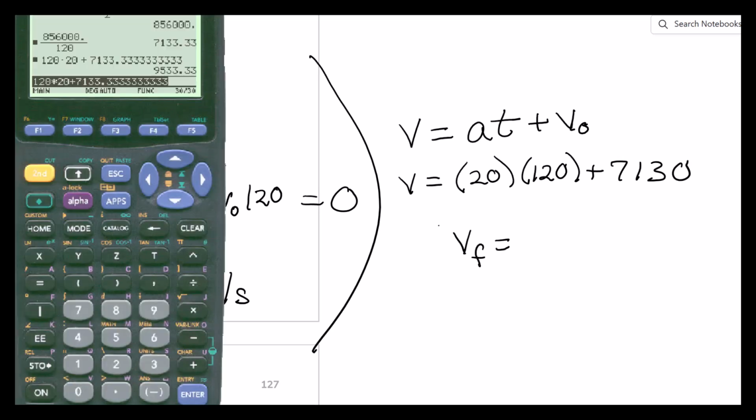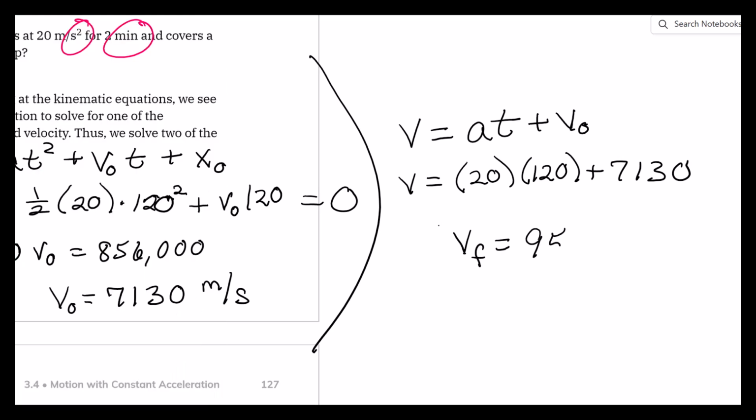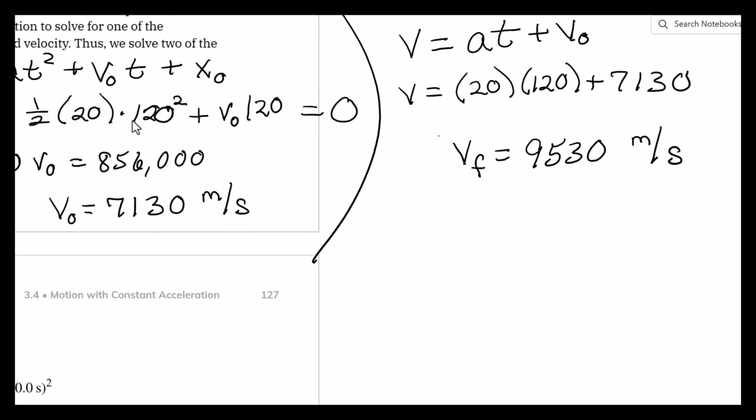Velocity final equals 9533 meters per second. And I think that gets us to the end of this section of this chapter.